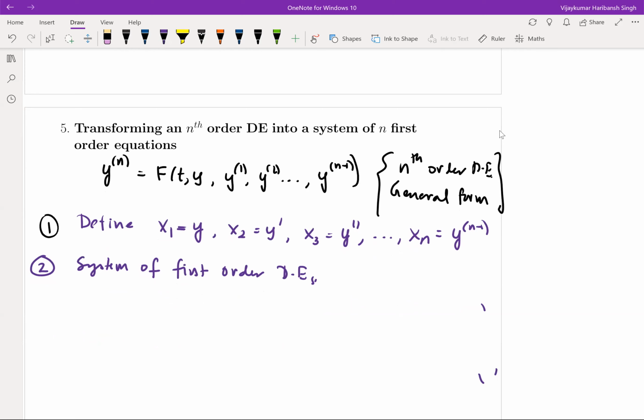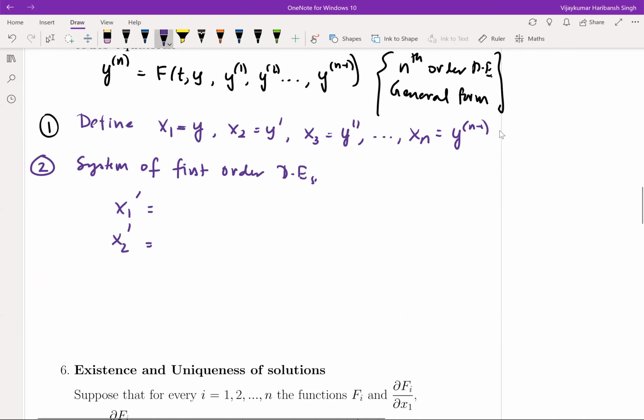So let's write that down. So we want x1 prime, x2 prime equals to something, dot, dot, dot, xn prime equals to something. So let's see. What is x1 prime? x1 prime is y prime. And what is my y prime? y prime is x2. So this will become x2. Similarly, following the same way, we get x3.